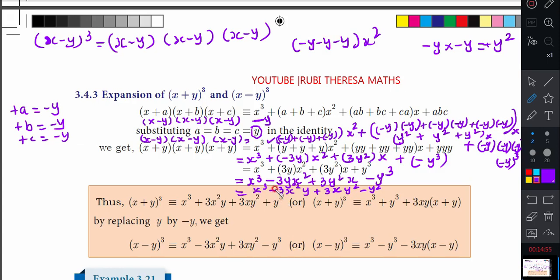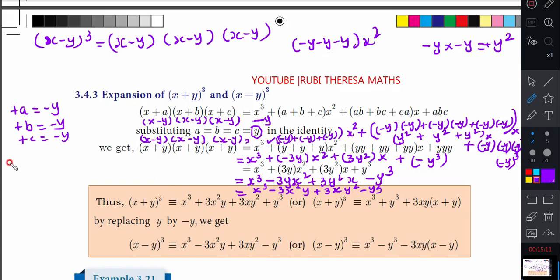Here you see, alternately you will get the symbol. Here plus x cube. Here minus 3x squared y. Here plus 3xy squared. Here minus y cube. This is minus y cube. Understand? Do you follow or not?